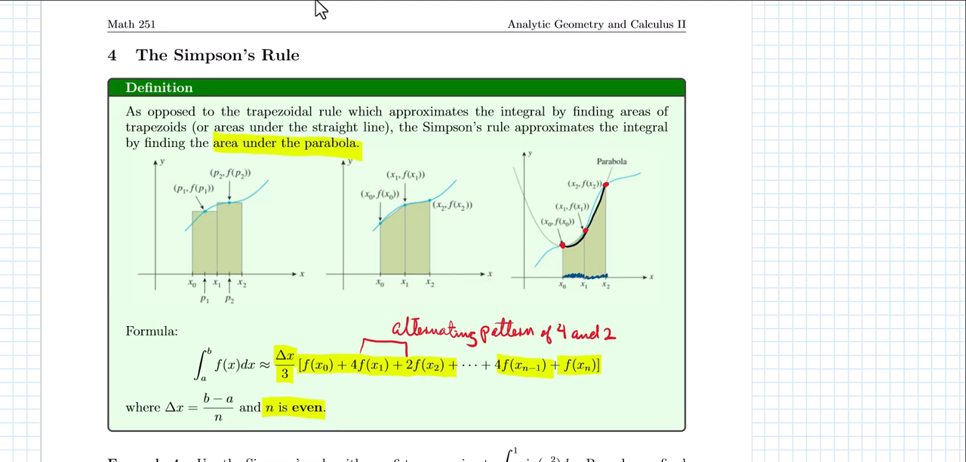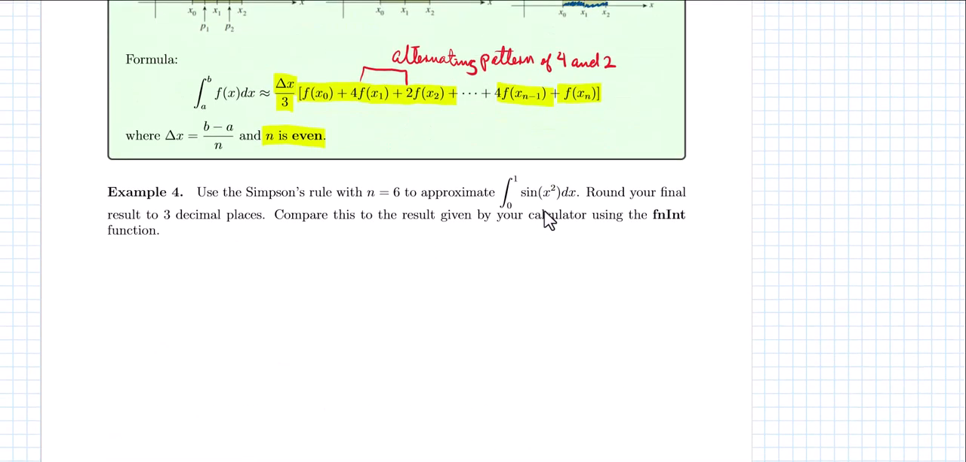Okay, with that out of the way, let's take a look at a problem involving Simpson's rule. For this problem, we want to use Simpson's rule with n equals 6. Since n is even, we can use it to approximate the integral from 0 to 1 of sine of x squared dx. It's the same problem that we did before with the trapezoidal rule. We want to round our final result to 3 decimal places and compare it to the value given by the calculator's integration function, fnInt, which I just realized I did not use on the previous problem, but that's okay because we'll use it in this problem.